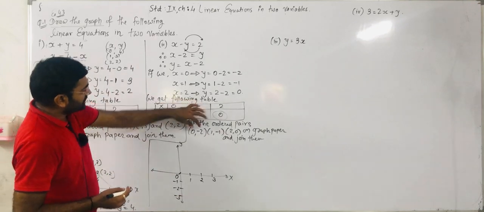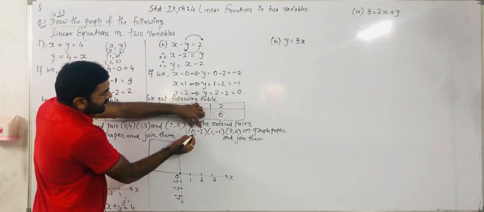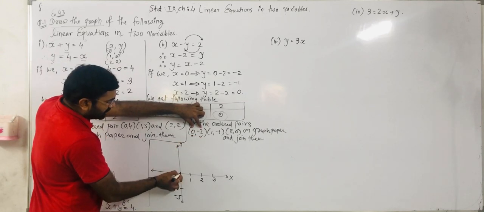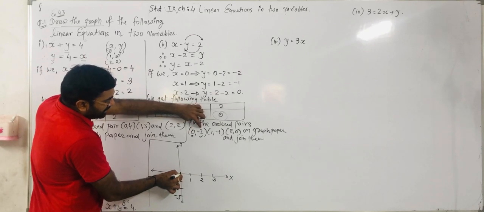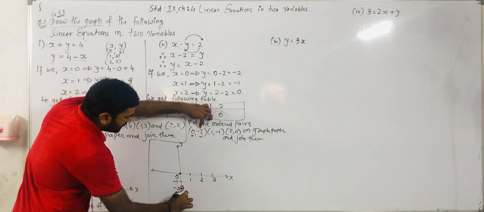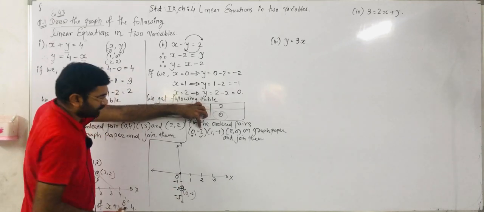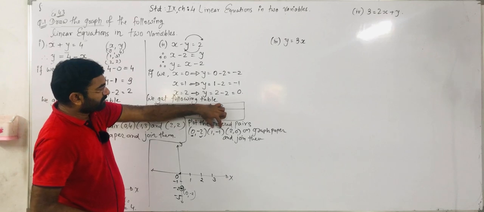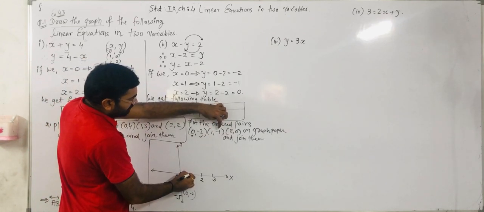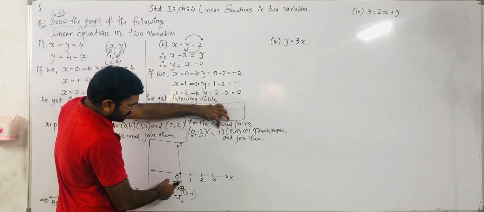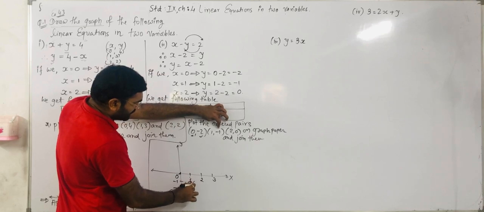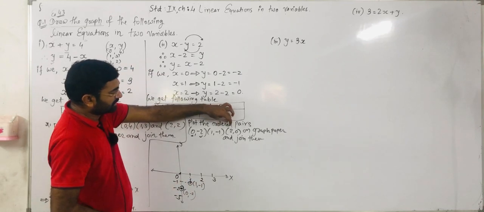Okay, the first point is what? (0, minus 2). The x coordinate is 0, and the y coordinate value is minus 2. So the x coordinate is 0 here. For the y coordinate, a minus value means on the y axis minus 2 we get here. So this point's coordinate is (0, minus 2). Now next is (1, minus 1). The x coordinate value is 1, so on the x axis 1 is here, and the y coordinate value is minus 1, so on the y axis it is here. If you take the perpendicular lines, we get the (1, minus 1) point here.